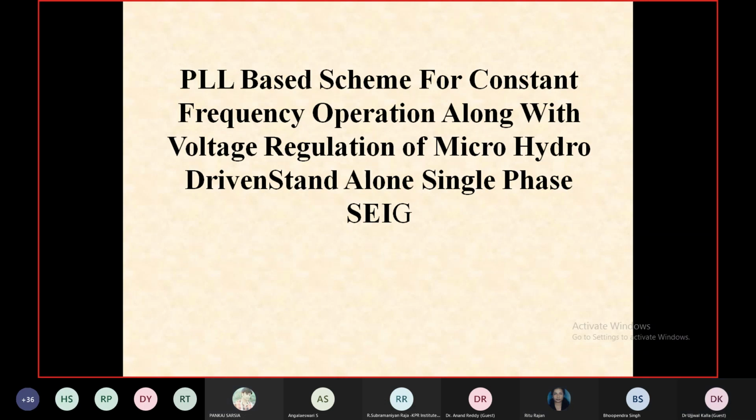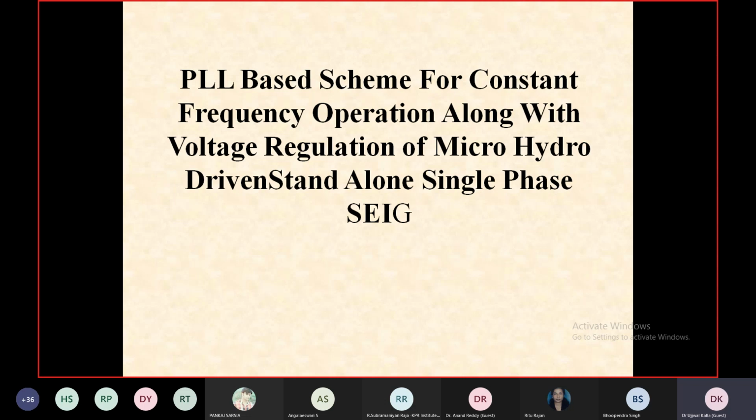Today we will discuss the voltage and frequency control of small hydro power generation systems. I have worked in this area for many years. First we will discuss the analog controls, then the digital control implementation. Mainly we will discuss the implementation aspects.